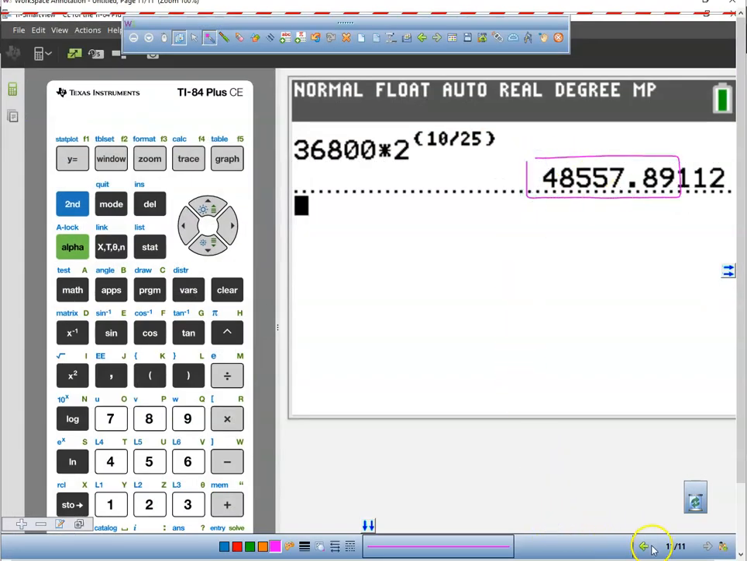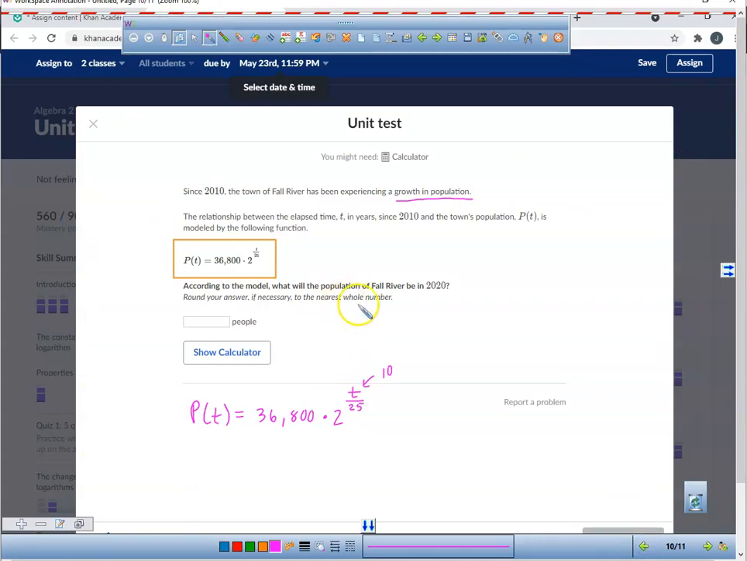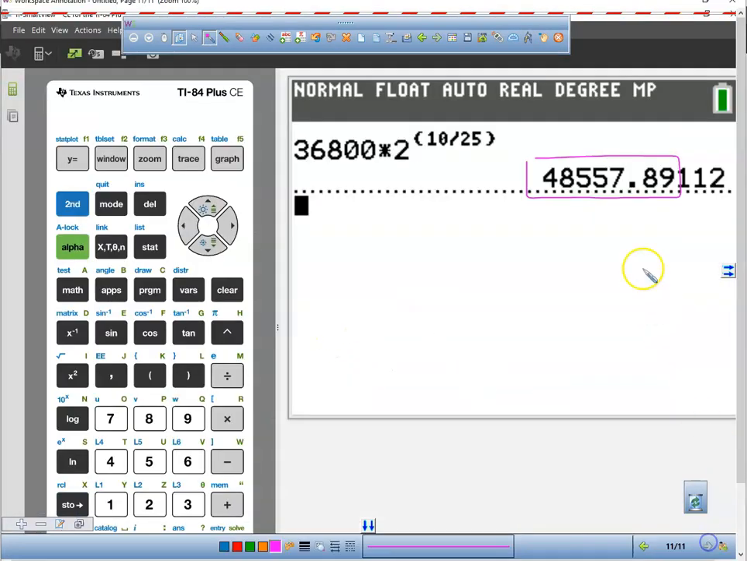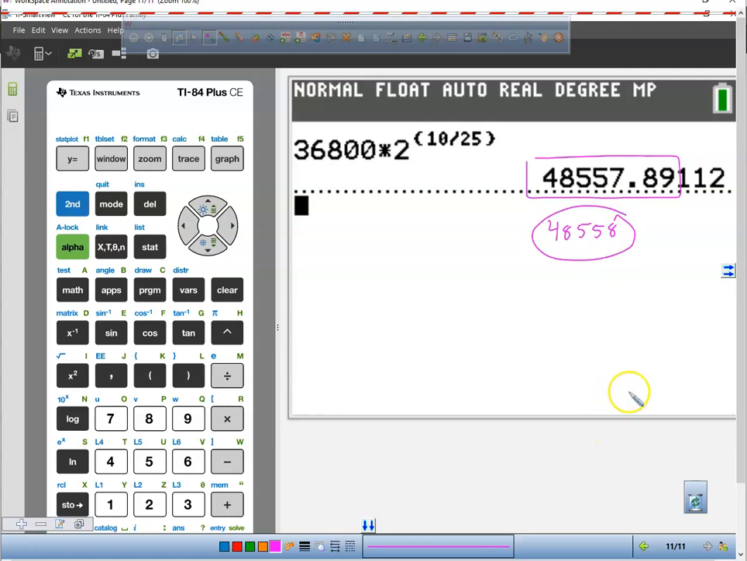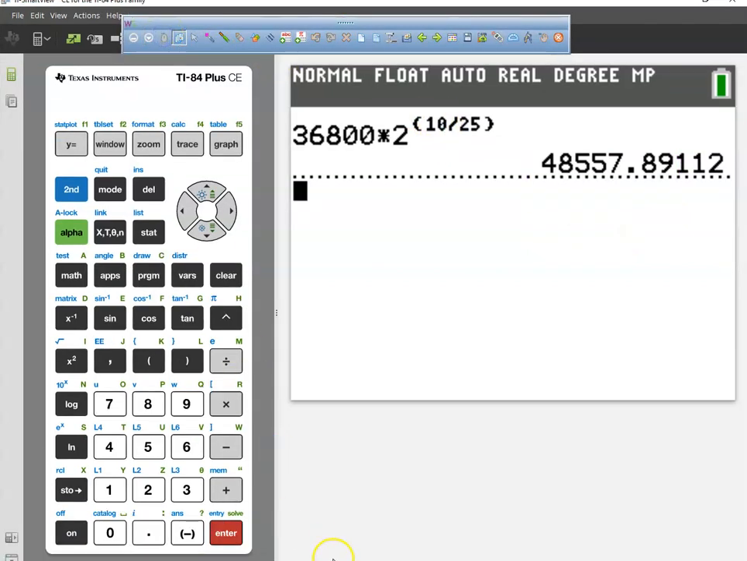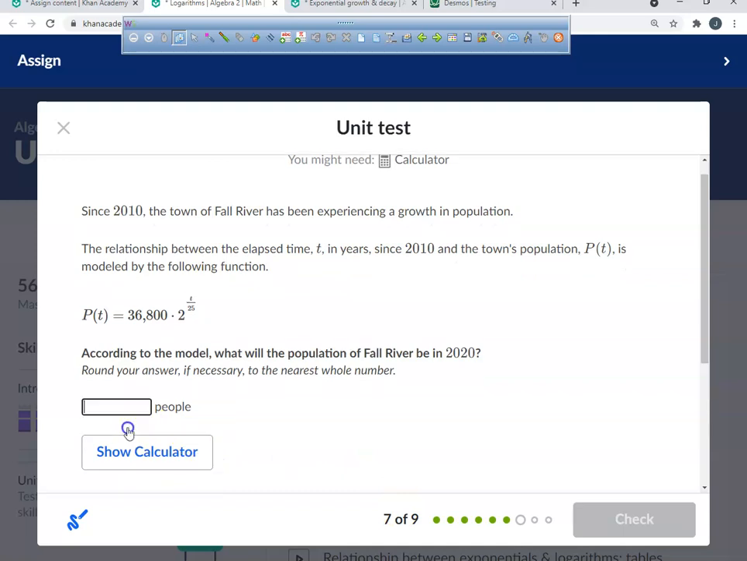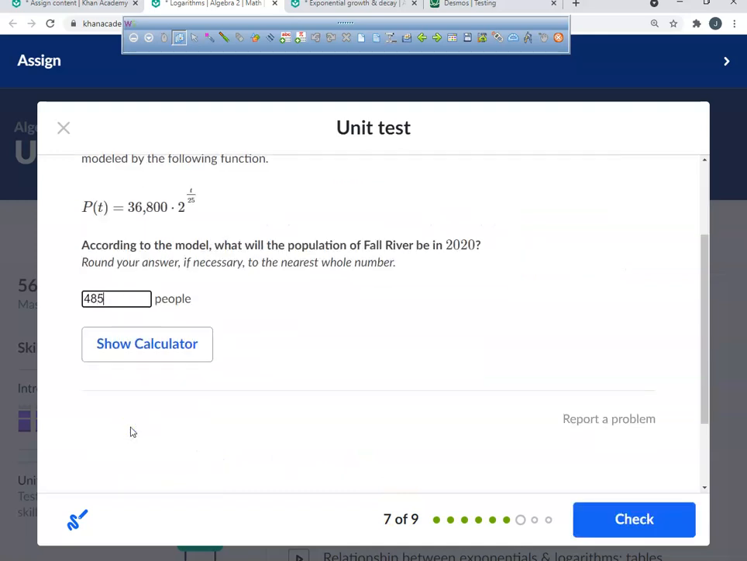Look back at the problem. It says to the nearest whole number. All right, so the nearest whole person. So put 4, 8, 5, 5, 8. 4, 8, 5, 5, 8 is to the nearest whole person. So this one, all I do is just plug in a 10.